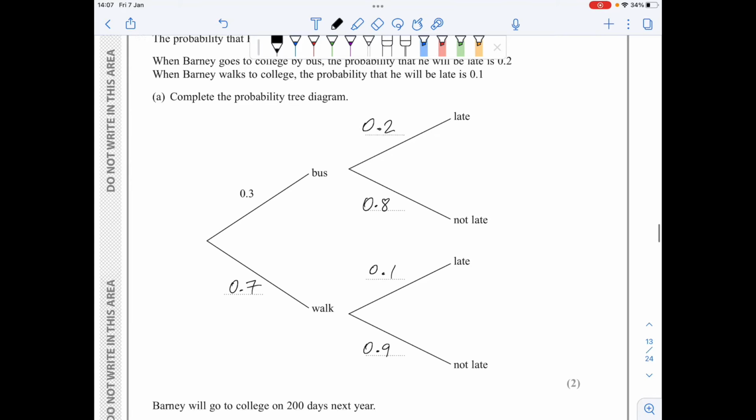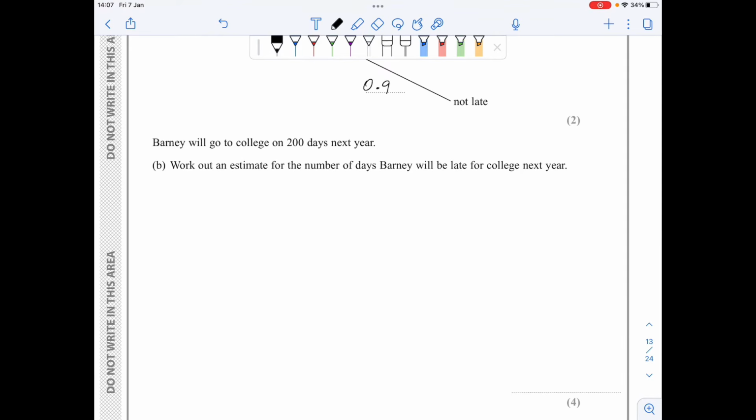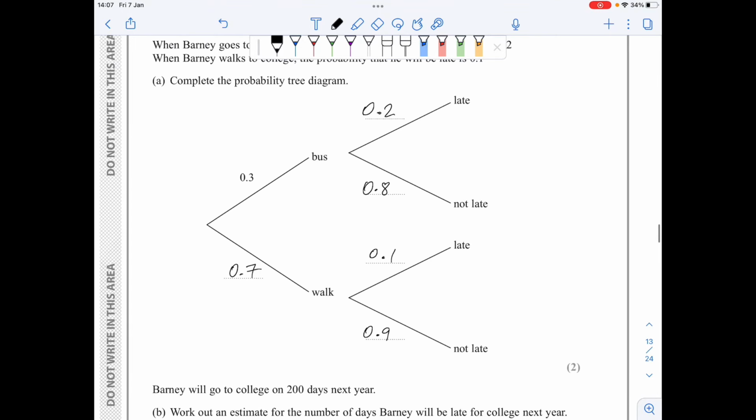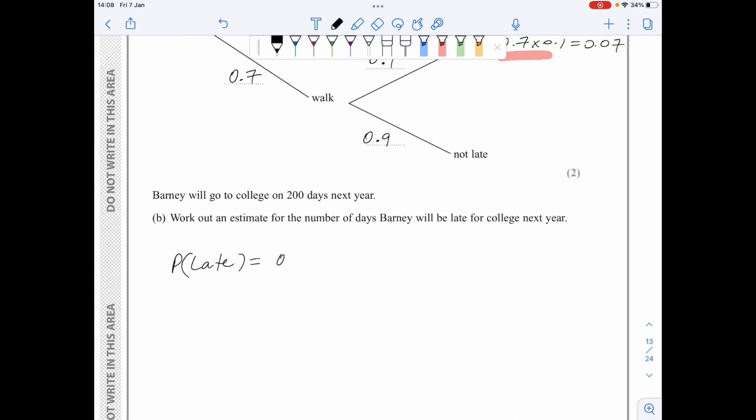Now for part B, first I'll calculate the probability of being late. Now he can be late either if he goes by bus or if he walks. So I need these two probabilities, and to find those probabilities, I will multiply 0.3 times 0.2, that's 0.06, and the one below is 0.7 times 0.1, 0.07. And then I'm going to add these two, so 0.06 plus 0.07 will give me 0.13.